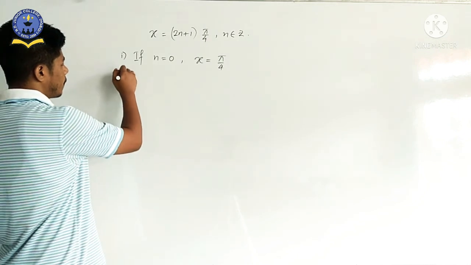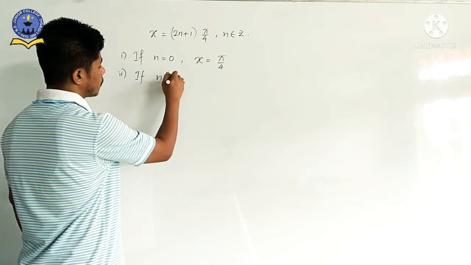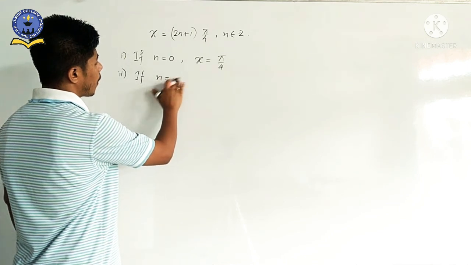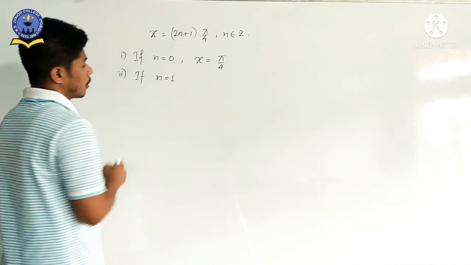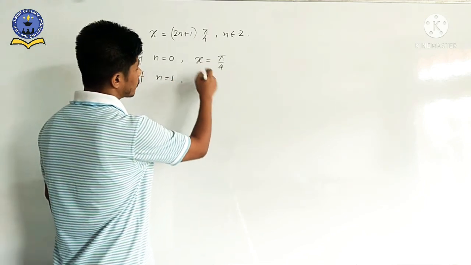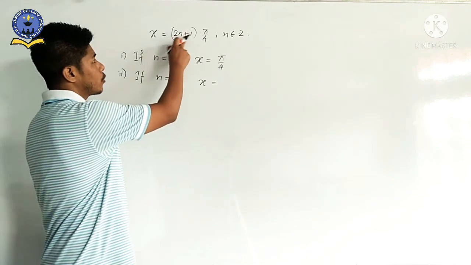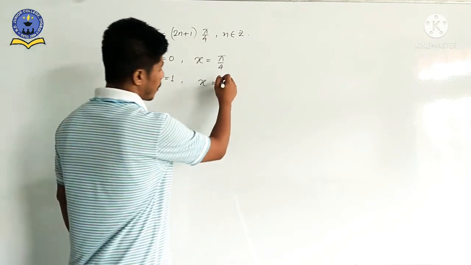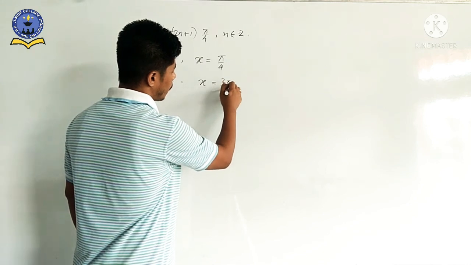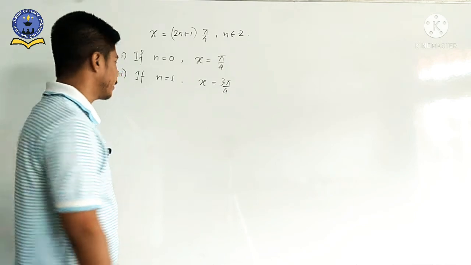Similarly, if you see the second one, if we now put n equals 1, then what we get here is x equals, in place of n we put 1. So 2 plus 1 is 3, that means 3π/4, which also lies between 0 and 2π, isn't it?